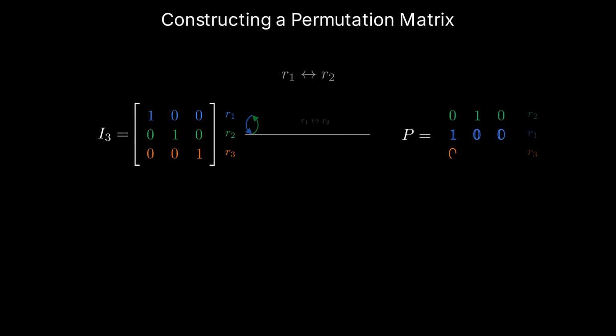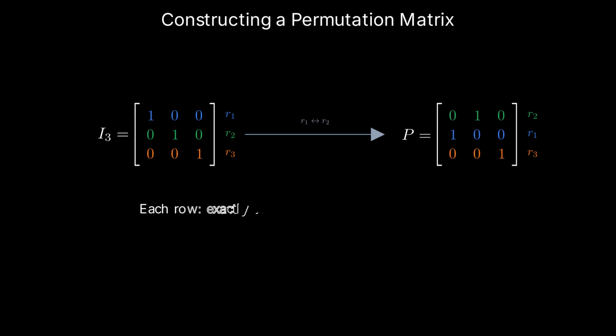A permutation matrix is simply the identity matrix with its rows reordered. Let's start with the 3 by 3 identity matrix. Row 1 is 1, 0, 0. Row 2 is 0, 1, 0. Row 3 is 0, 0, 1. Now, to record the operation of swapping rows 1 and 2, we perform that same swap on the identity matrix. Take row 1 and row 2 and switch their positions. The result is our permutation matrix P, which equals 0, 1, 0 in the first row, 1, 0, 0 in the second row, and 0, 0, 1 in the third row.